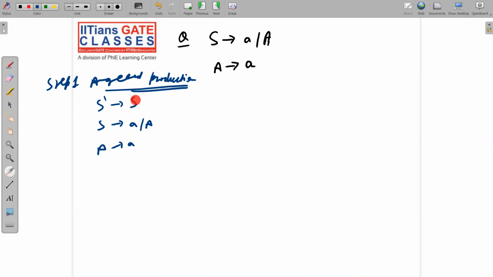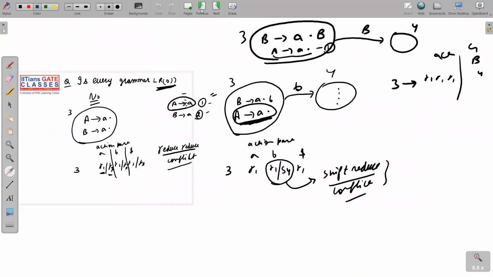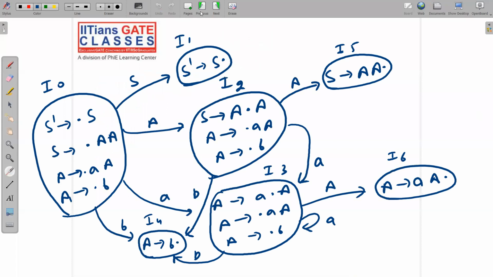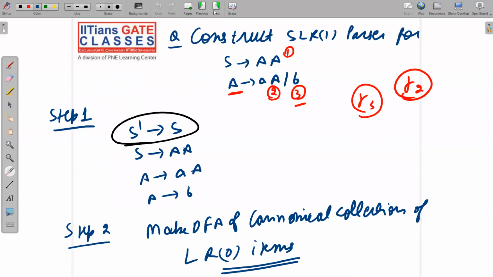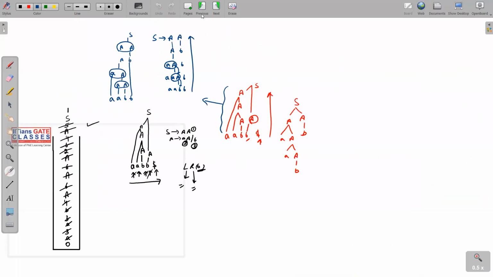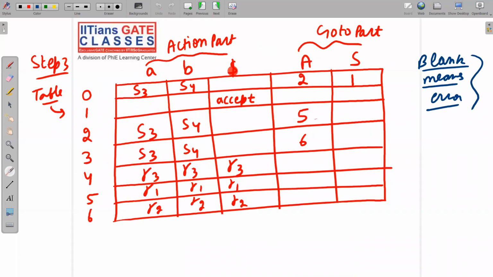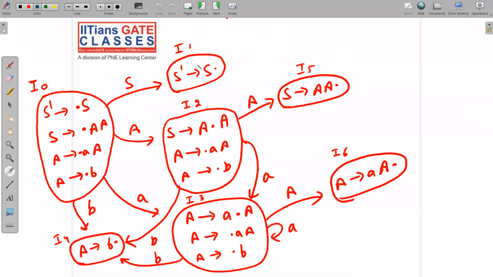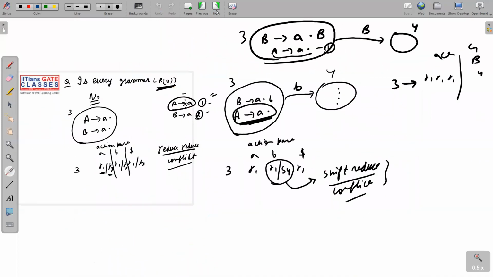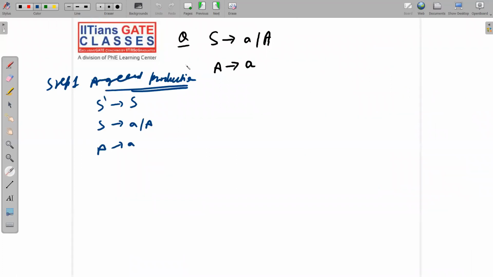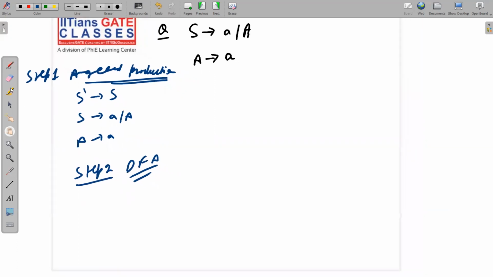S dash implies S. This is used to accept the string, because in the DFA, S dash implies S dot, state number 1 on dollar, we accept it. See here, 1 on dollar accept. So one state was this only. I hope I have made the point clear. So augmented production is done. Then step number 2 is make the DFA. So let me make the DFA properly.